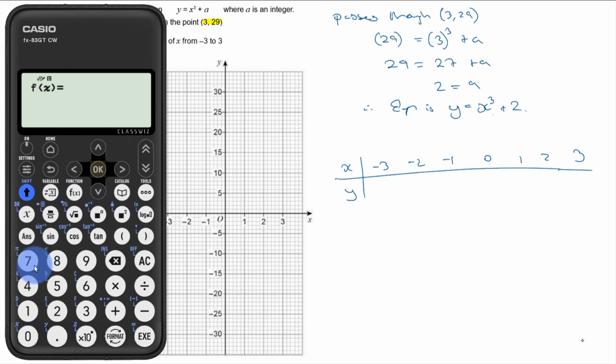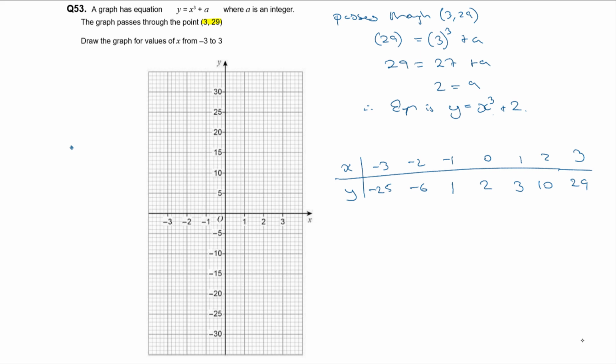Just want f of x for this one, and I'm going to type in the function x cubed plus 2. Okay, so just typing that in, and then you can see my table is now populated. So I've got at -3 the value of -25, at -2 I've got -6, at -1 I've got 1, at 0 I've got 2, at 1 I've got 3, at 2 I've got 10, and at 3 I've got 29. Okay, so they're all my values that I need to plot.